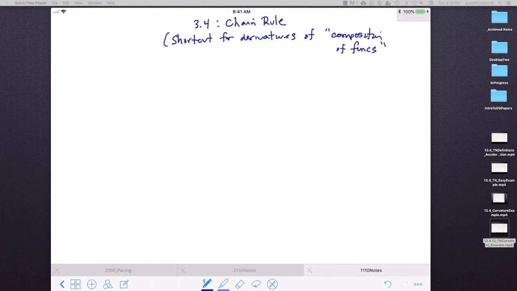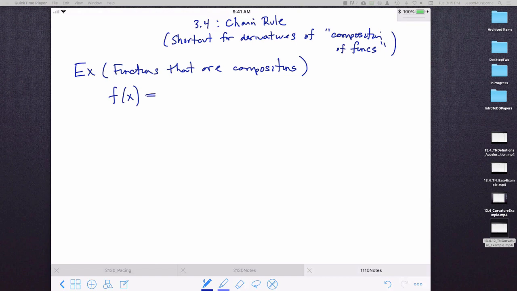Okay. So, for example, let's start with looking at functions that are compositions. Let's just make sure we can recognize what a composition of functions is. So, for example, if you have a function f of x, it could be e to the 2x. This is an example of a composition of functions, because there is a function f of z, which is the e to the z function. Okay? And then z could be equal to 2x.